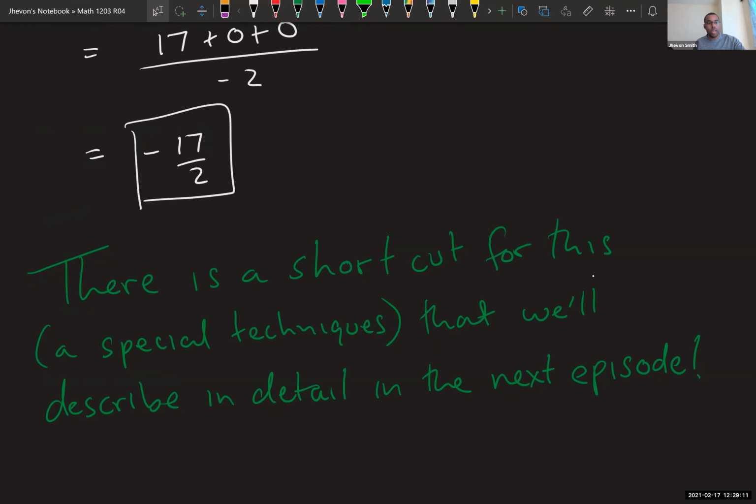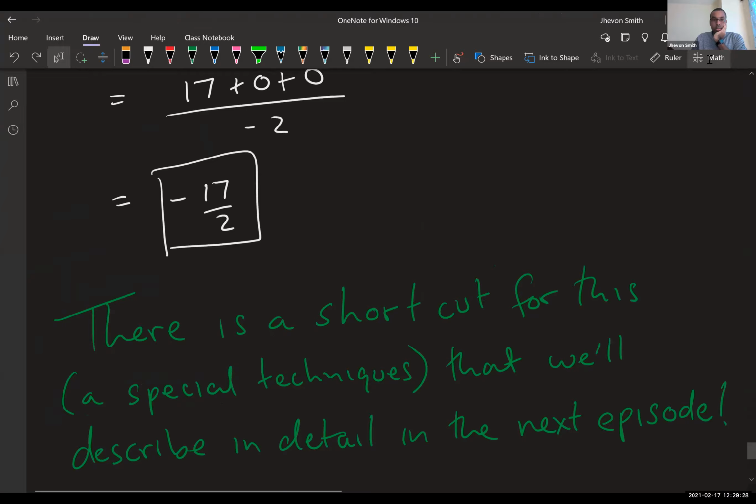For now, we'll wrap up there. Next time, I'll just state this special technique and show you how you can do these 3 problems even quicker using a general method, and then we'll move on to continuity. So unless there are any questions, I guess that's it for today.